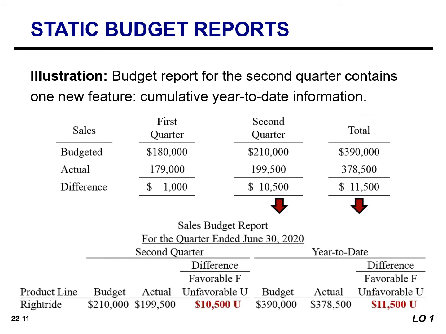This is the sales budget report for the second quarter. It contains one additional feature, cumulative year-to-date information. This report indicates that sales for the second quarter are $10,500 below budget. This is 5% of budgeted sales. Top management may now conclude that the difference between budgeted and actual sales requires investigation.